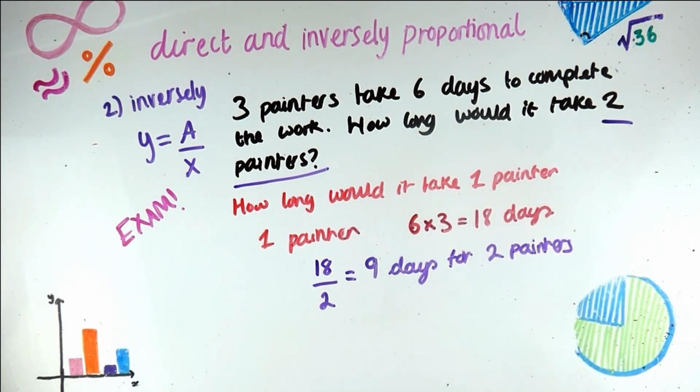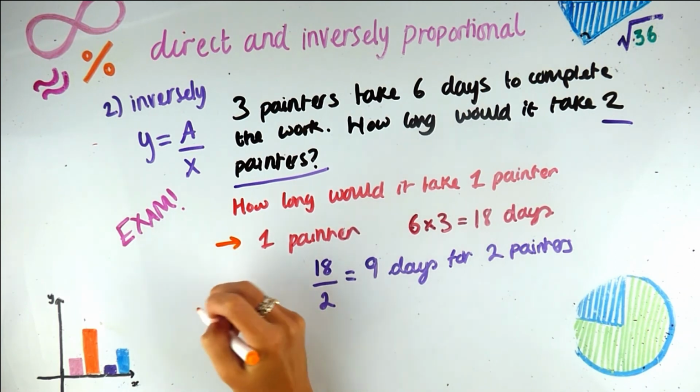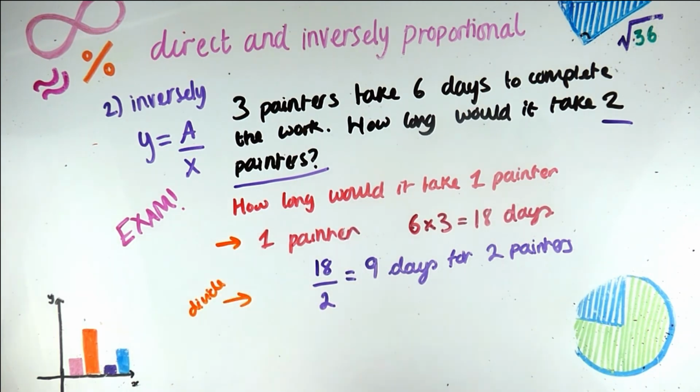So all the questions follow this very similar pattern. Work out how long it's going to take 1 person to do the job, and then divide by however many people you have doing the job.